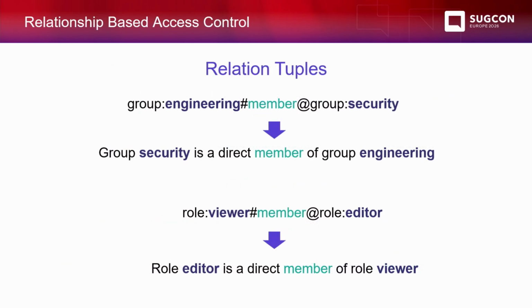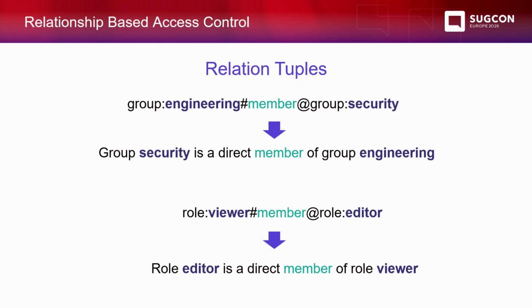These relationship tuples are very flexible, because not only can an object relate to another object, but an object can also relate to other object relationships, or a relationship to a relationship. For example, a group security is a direct member of a group engineering, so we can implement inheritance here. Or role editor is a direct member of role viewer.